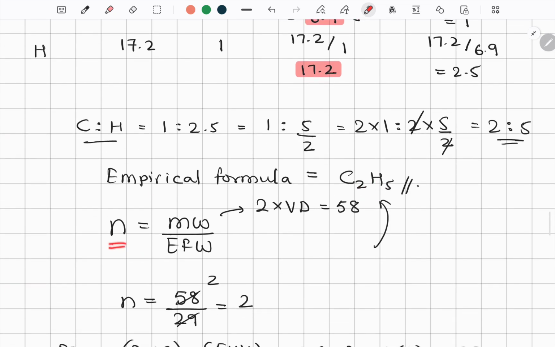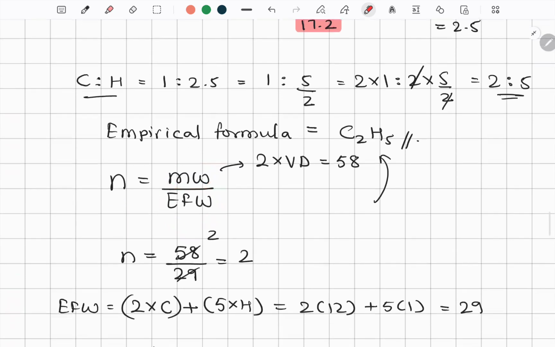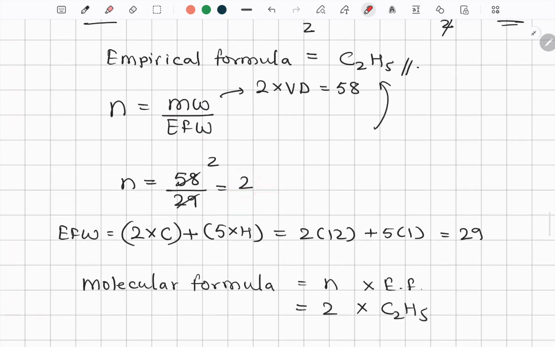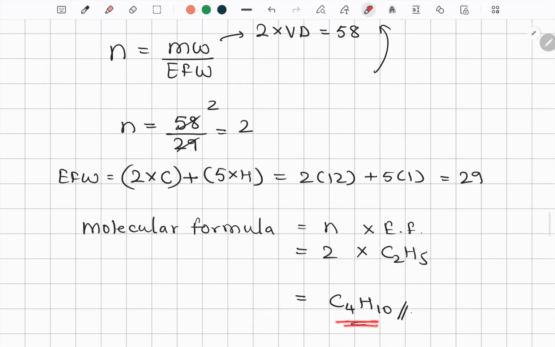Then we calculated the value of n by dividing the molecular weight by the empirical formula weight, and we got 2. When we multiply this 2 by the empirical formula, we finally get our molecular formula, which is nothing but C4H10.